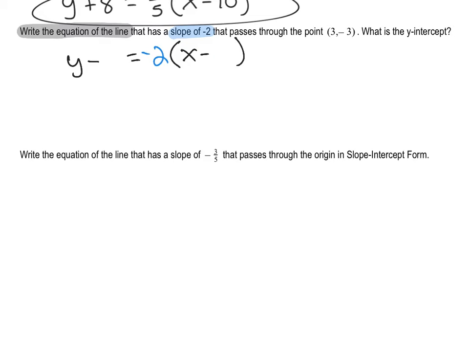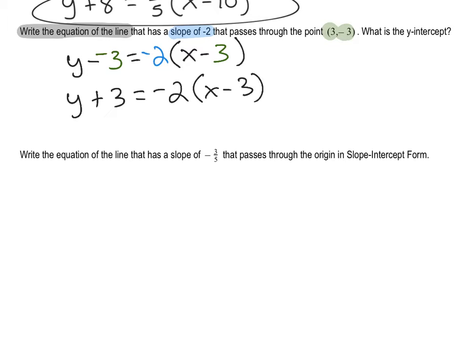The given x value is 3. So we put that inside with our x. X goes with x. And the given y value is -3. That goes with the y over here. So again, we have another double negative to turn into a positive when we simplify it. So y plus 3 equals -2 times x minus 3.